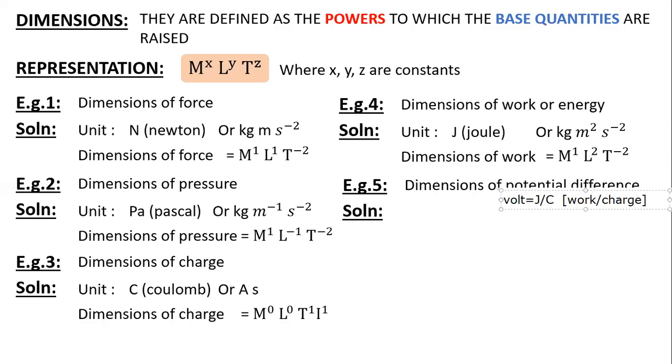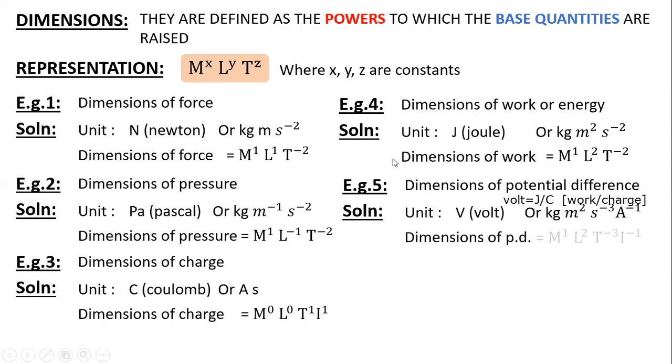Joule we already know has the unit kg meter square per second square. Charge we know is ampere second. So you will get kg meter square, ampere raised to minus 1 and second raised to minus 3, since second becomes second cube in the denominator. This is the simplified form. I can just write it as volt or kg meter square, second raised to minus 3, ampere raised to minus 1. The basic formula is work upon charge. You can try to simplify that. The dimensions will be M1, L2, T minus 3, I minus 1, or A minus 1.